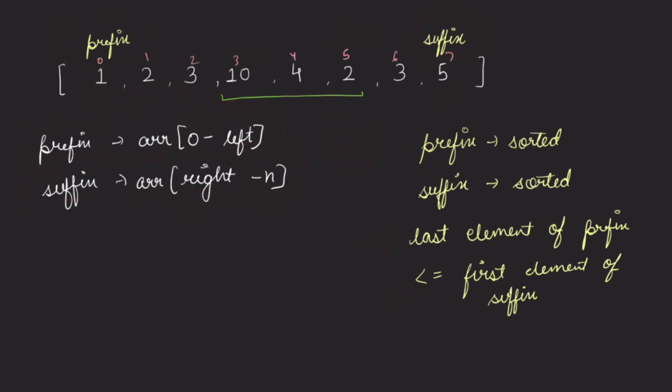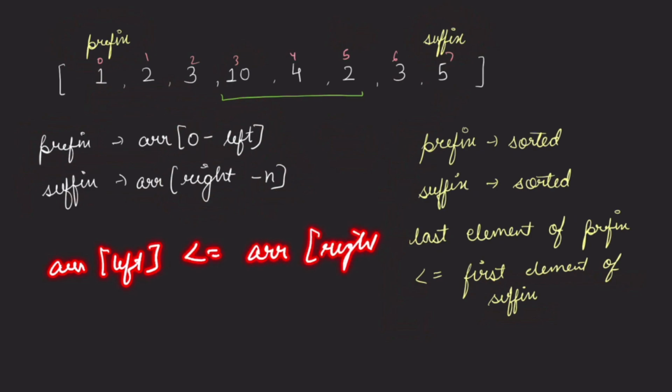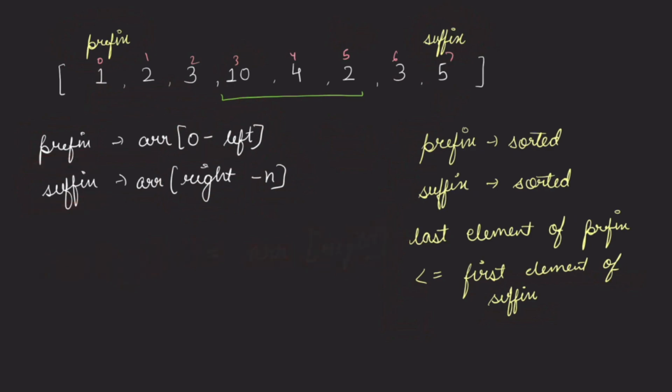Now I want to find all the possible valid combinations of left and right such that these three conditions are satisfied: the prefix should be sorted, the suffix should be sorted, and the last element of prefix, which is ARR of left, should be less than or equal to the first element of suffix, which is ARR of right. In all the cases where ARR of left is less than or equal to ARR of right, and the prefix and suffix are sorted, that is one of the possible answers.